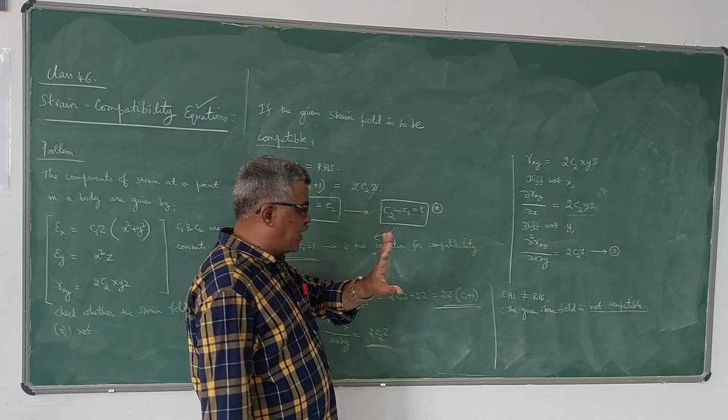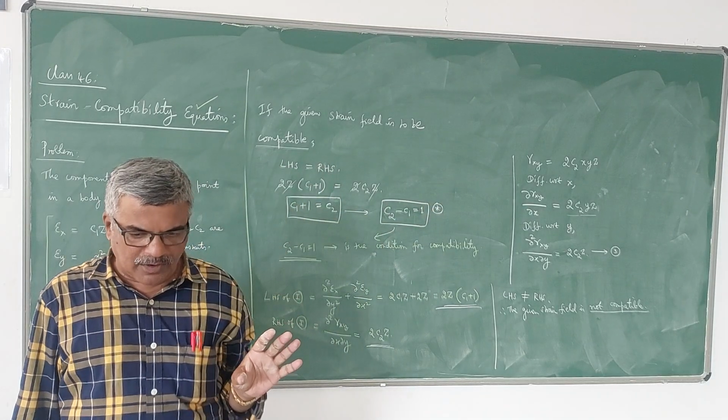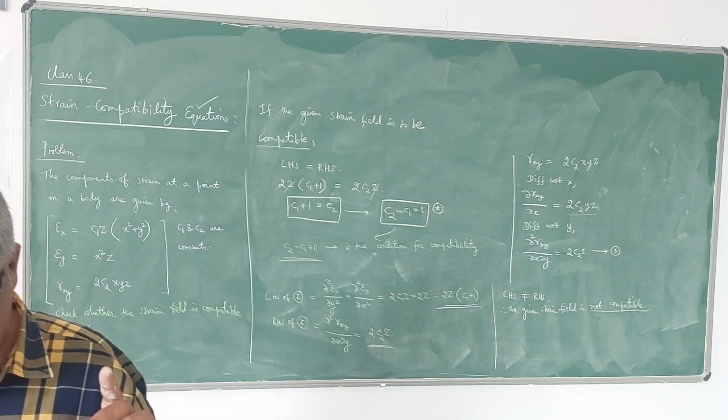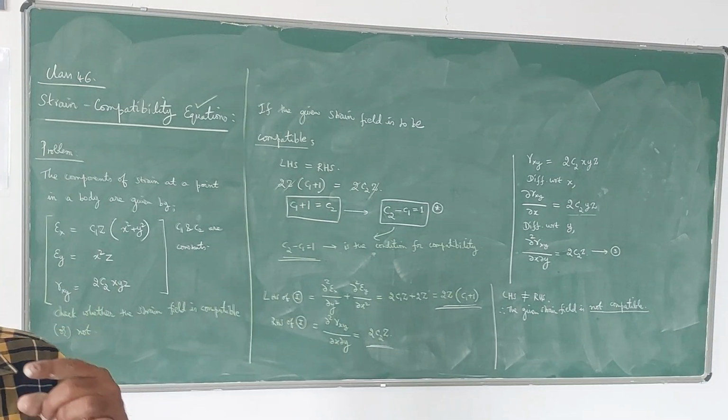For epsilon x you have to differentiate 2 times. For epsilon y you have to differentiate 2 times with respect to x.